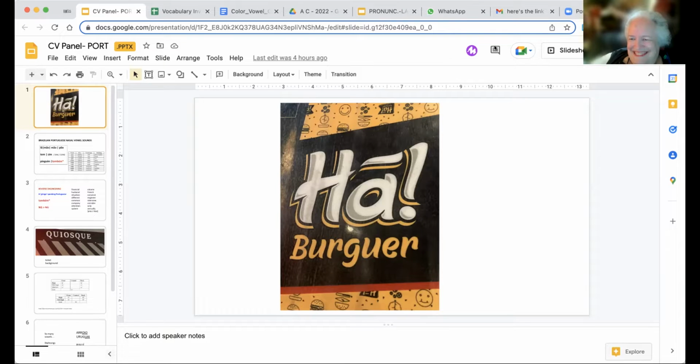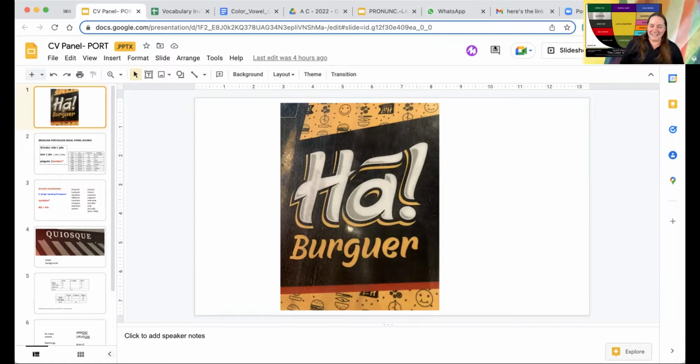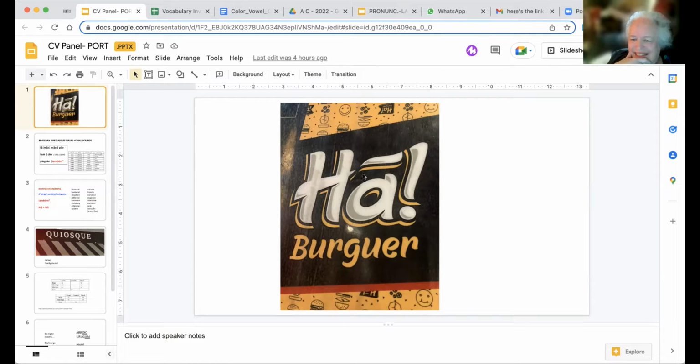Right, for us, it looks like hot burger. I know, of course, they played with it too, but how does a Brazilian speaker say hamburger? Burger. And so this H, the A with the tilde is in the spelling. And the H, yeah, hamburger, and the H is silent. But anyway, this is a good opening to this and everything.